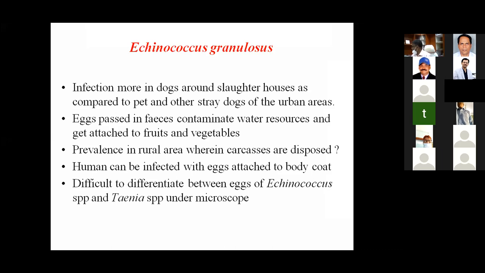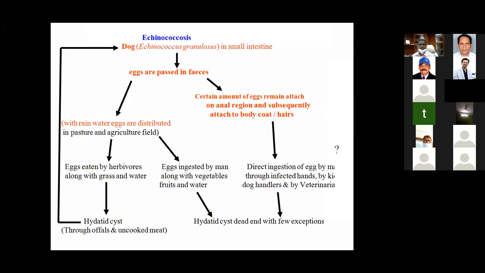Because the other Taenia species in dog, Taenia ovis, Taenia crassiceps, Taenia hydatigena, Taenia serialis, these all different Taenia, their eggs and echinococcus eggs, you cannot differentiate under the microscope, but on a molecular basis you can differentiate them, which is not possible in every lab in the country. So the simple life cycle I have just tried here: in the dog, eggs are passed in the feces, these eggs remain attached to the anal region, subsequently attached to the body coat and hairs. If some kid is there in the house, the dog is sitting on the sofa, his toffee falls down.